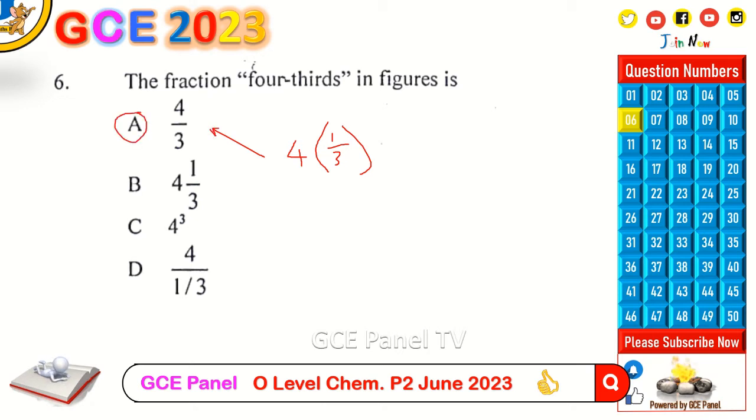1 third is just 1 over 3. 2 thirds is 2 times 1 over 3. 3 thirds is 3 times 1 over 3. So 4 thirds is 4 times 1 over 3. That's why it is 4 over 3.